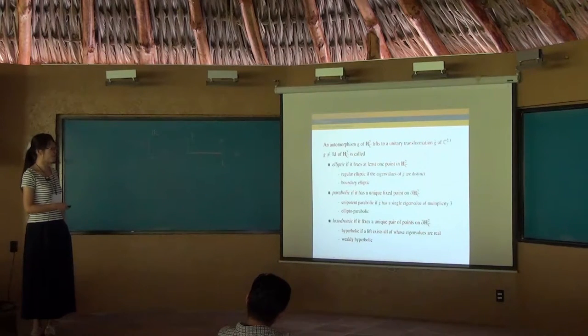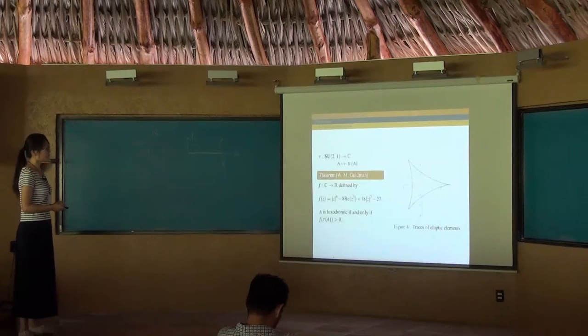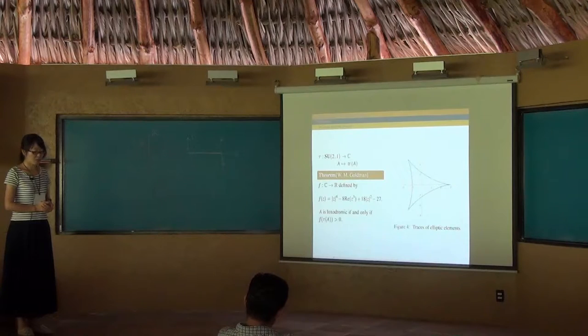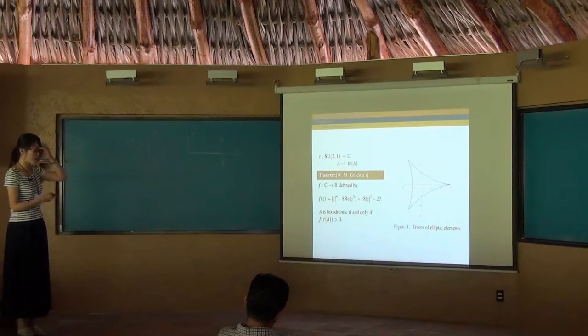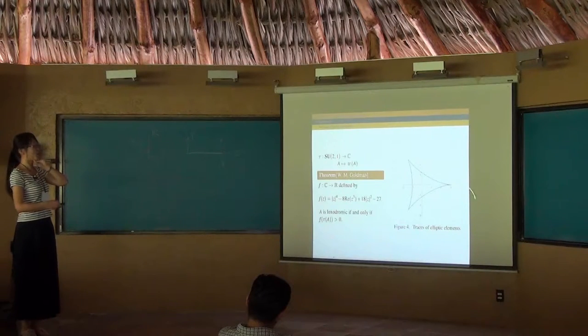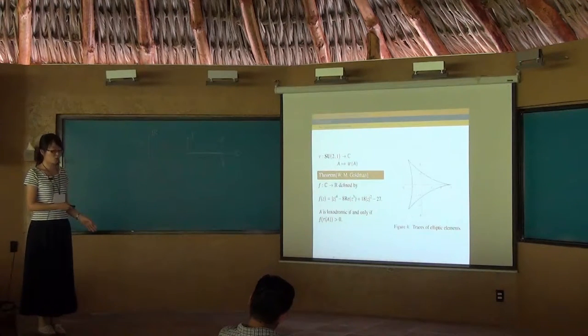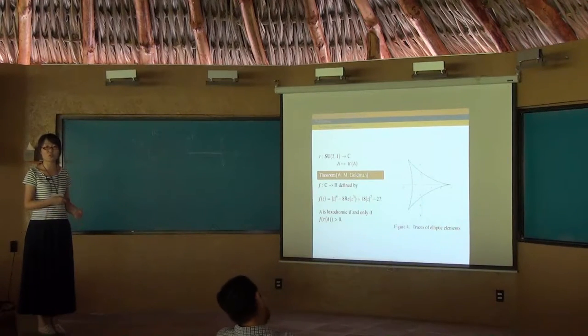Also, we can classify the automorphism group of HC2 into three types, elliptic, parabolic, and loxodromic, according to the number and the location of the fixed points. Also, we introduce a method given by Goldman. He gave a theorem to determine the type of the element according to the trace. This is the discriminant function he gave. And this picture just depicts the level set f inverse 0 of this discriminant function. And A is loxodromic if this trace Z lies outside of this deltoid. We just need to know that there is a discriminant function we can use to determine the type.